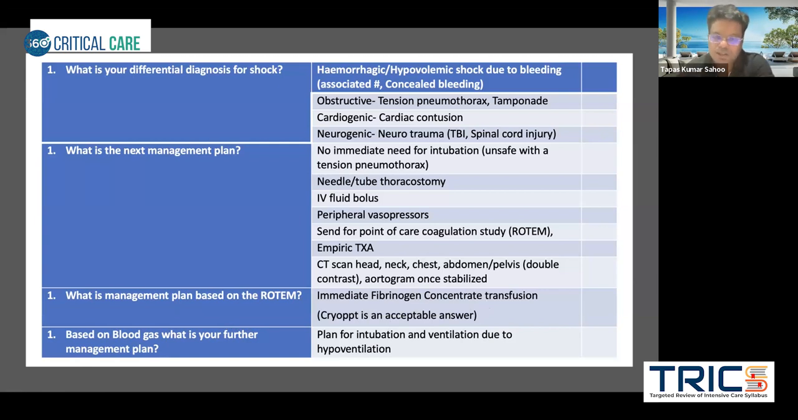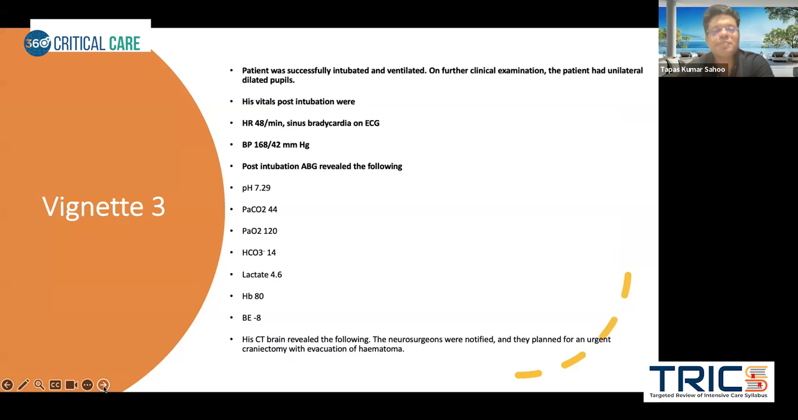So after doing this management for the tension pneumothorax and fluid resuscitation, yes, you have to plan for intubation and ventilation due to hypoventilation, and also stabilizing the airway. Now, coming to the clinical Vignette 3, the patient was successfully intubated.